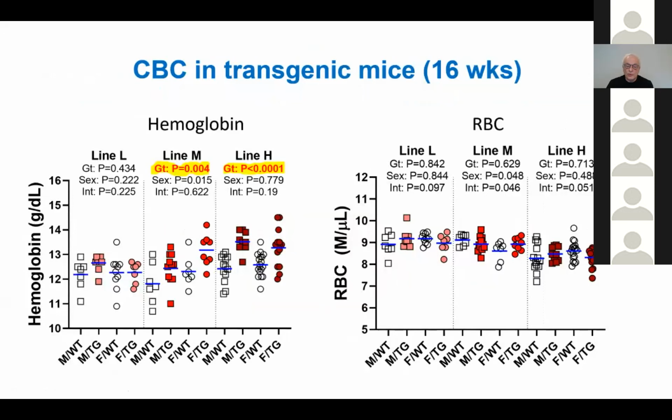Just as in the hemochromatosis models, where increased serum iron concentrations and increased liver iron concentrations are accompanied by an increase in hemoglobin, there's a slight but significant increase in hemoglobin noted both in the medium and the high line. And the red blood cell count is essentially unchanged, so this is mostly due to increased hemoglobin content of each individual cell.